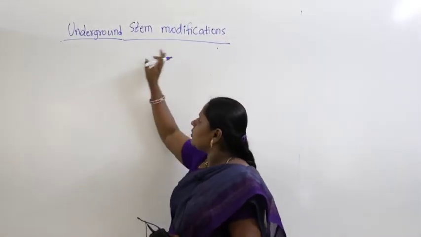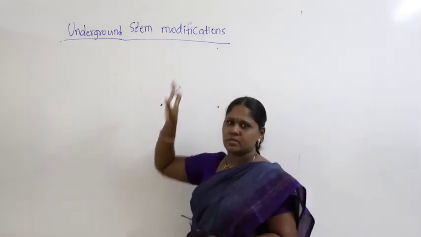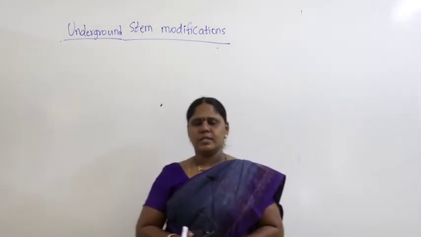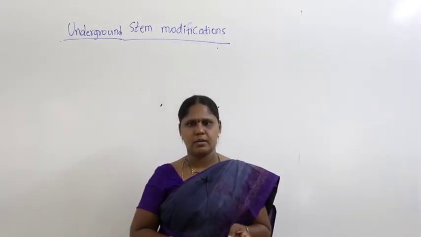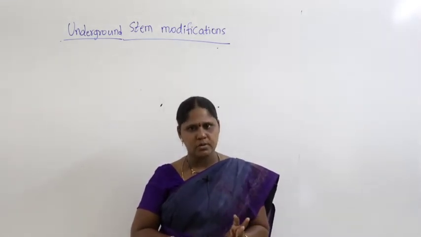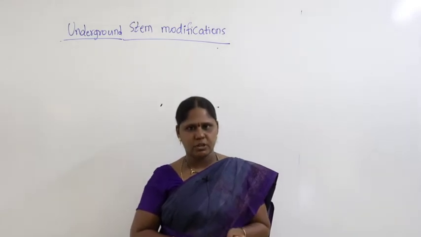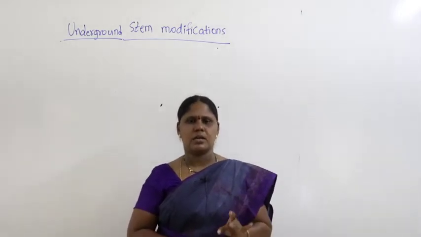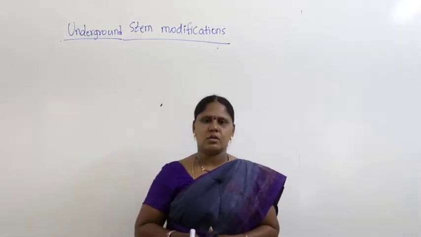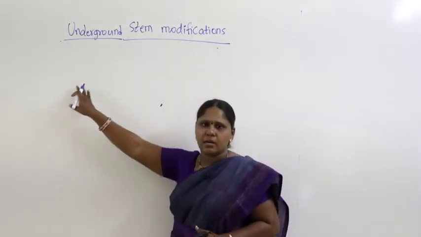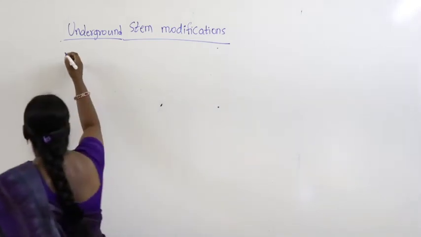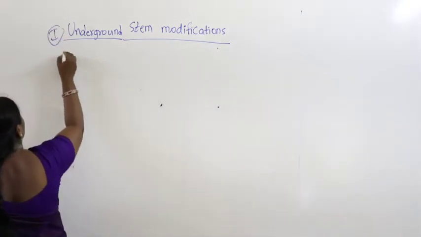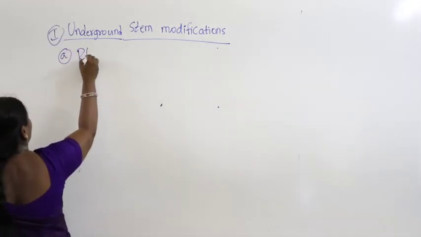Now let us talk about underground stem modifications. We studied that stem modifications are divided into three categories. What are they? Underground stem modifications, aerial stem modifications and subaerial stem modifications. Let us talk about the first one, underground stem modifications. In this, let us take the first category. Under this is rhizome.